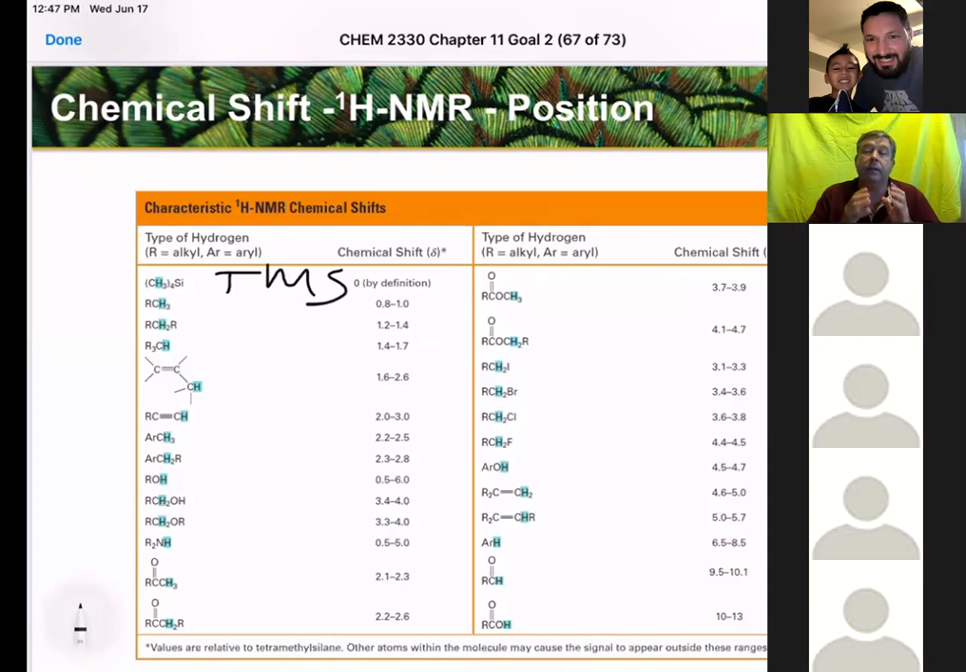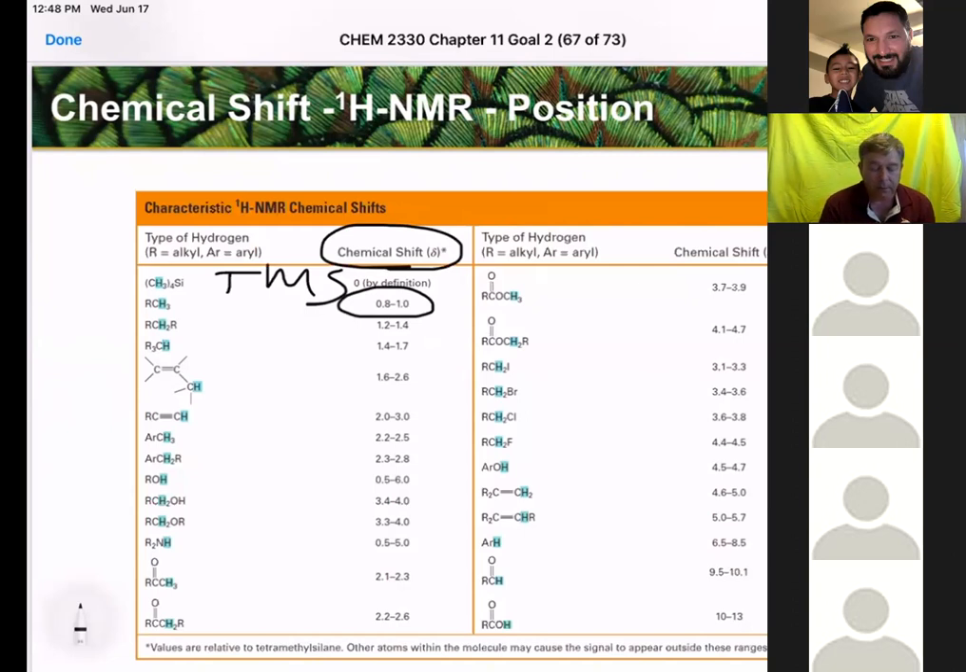So things that are kind of like methyl groups are going to be close to it, but if they're bonded to a carbon instead of a silicon, that makes them shift to approximately 1. So a methyl group that is not bonded to a silicon is going to be around 0.8 to 1 ppm. That's the shift, okay? And the unit is ppm, parts per million.